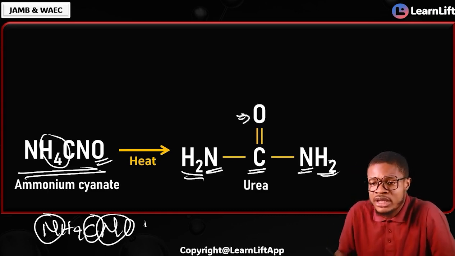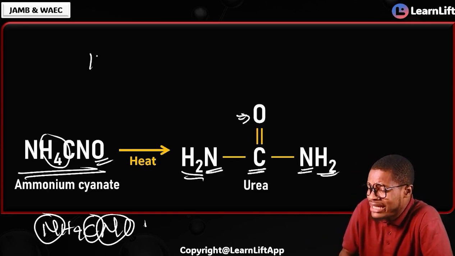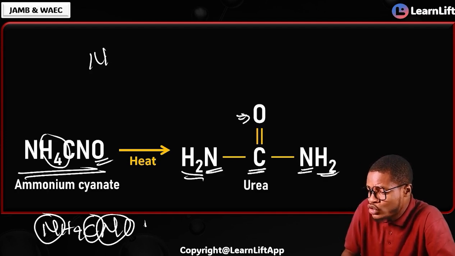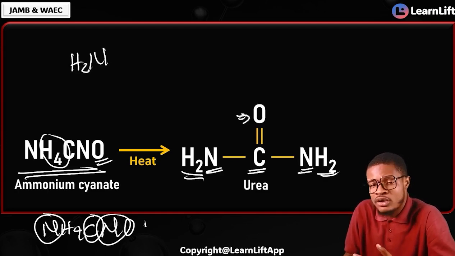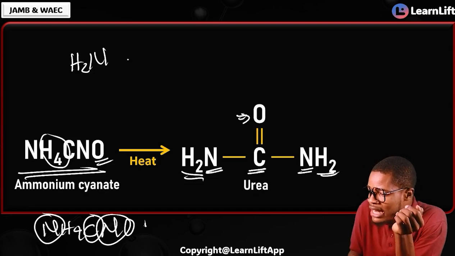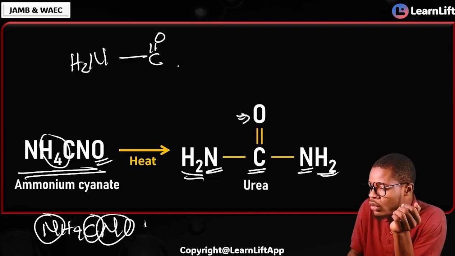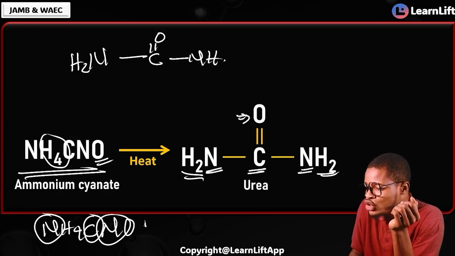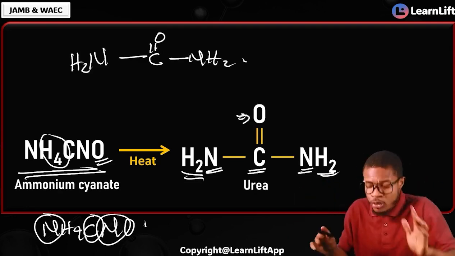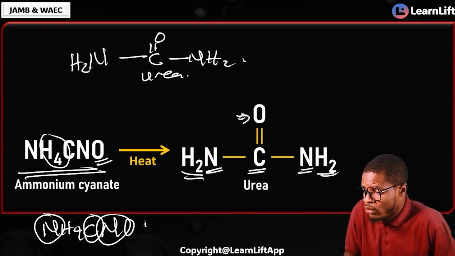What's the formula for urea? It's simple. The formula for urea is N, that's the one you call your NH2, right? Whether I write it like this, NH2, or you write your normal NH2 straight, is the same. NH2 to C double bond to your O, to your what? Your NH2. That's the formula for urea. I want you to note this first. This is the formula for urea.